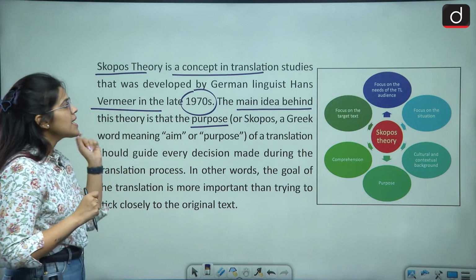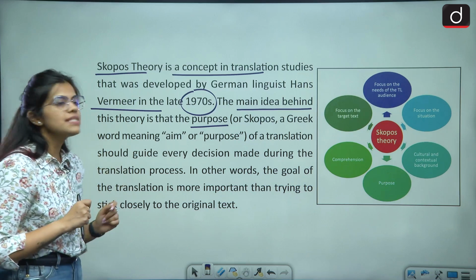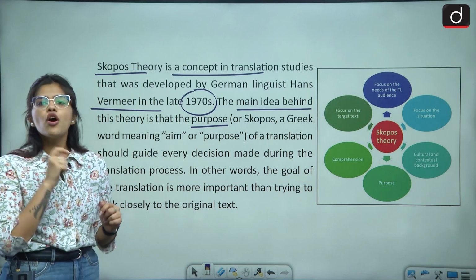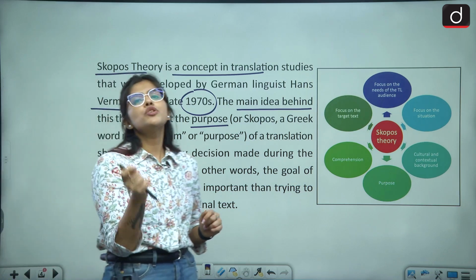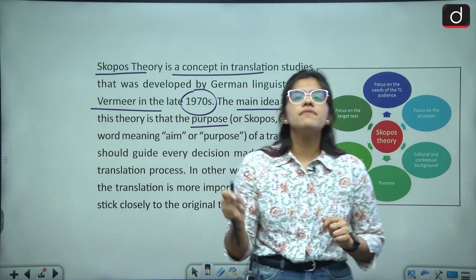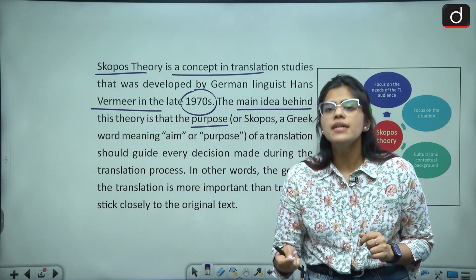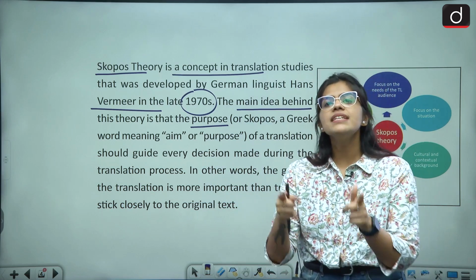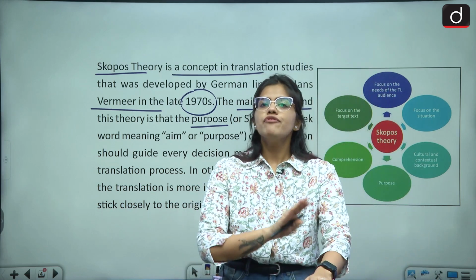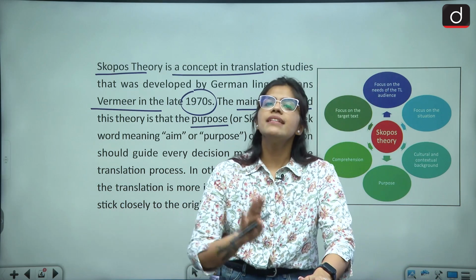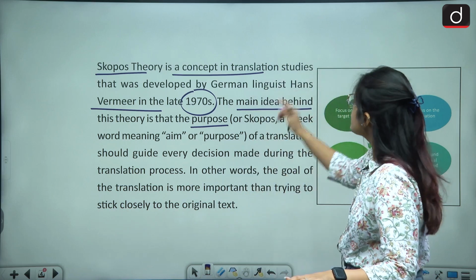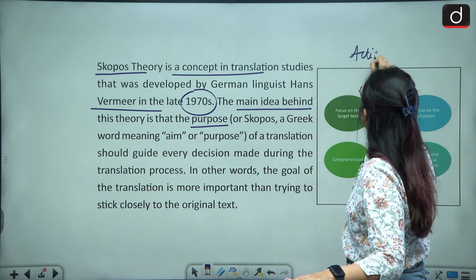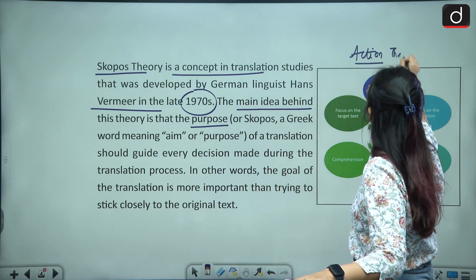And this person in 1970s, Hans Vermeer, said that translation should not be only done that is word to word, but the main purpose of translation is to explain to the person, to tell them what is the meaning of the text, and it is always in accordance with the purpose. So if you are not having a purpose, then there is no translation. So this means that ये theory आपकी action theory के जैसी है.